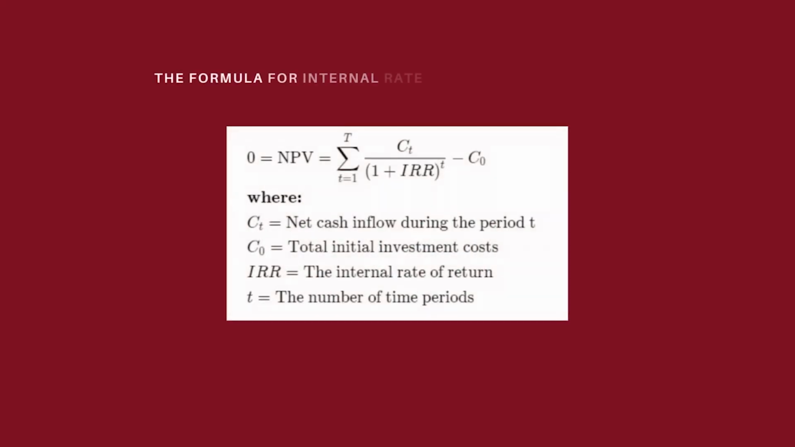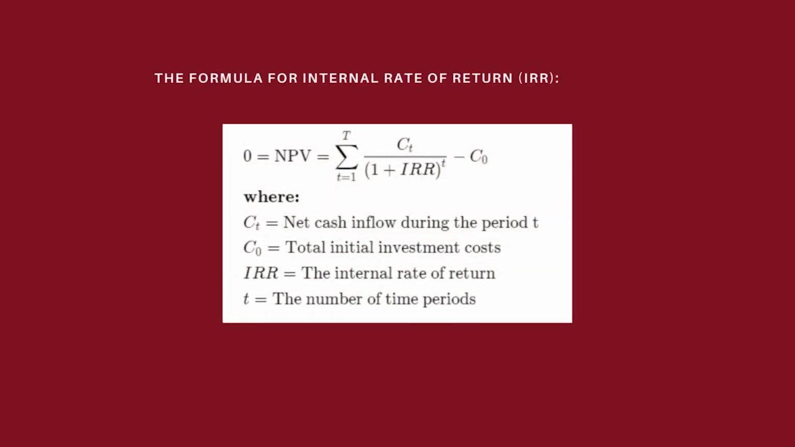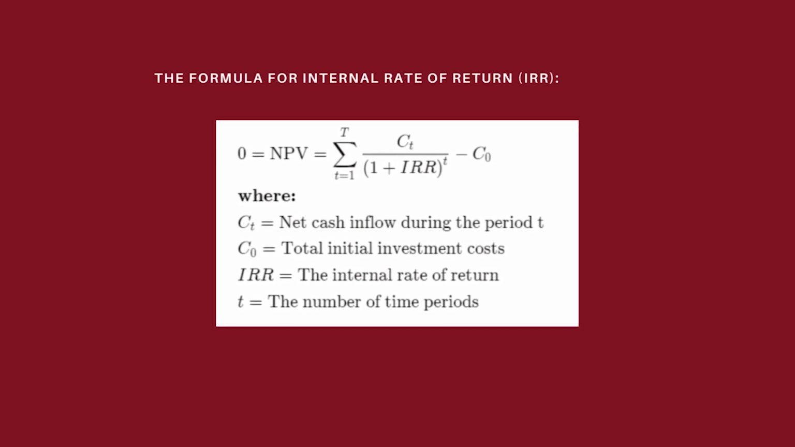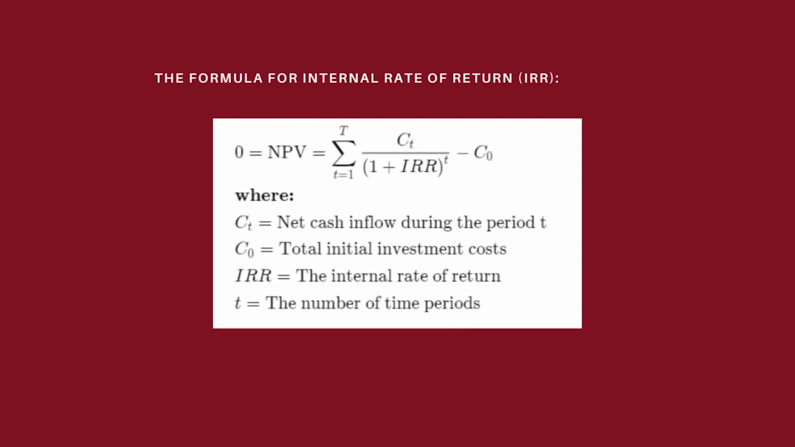And when you're looking at the internal rate of return, the metrics that you want to consider are the net cash inflow during the period that you have allotted to hold that property, your total initial investment costs, the internal rate of return each year, and then the number of periods that you're actually going to get paid for that property. And that's how you calculate your internal rate of return.